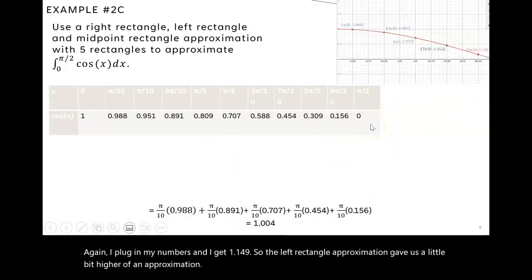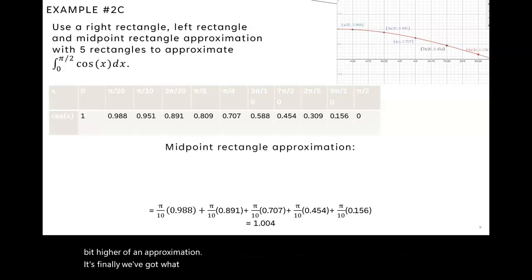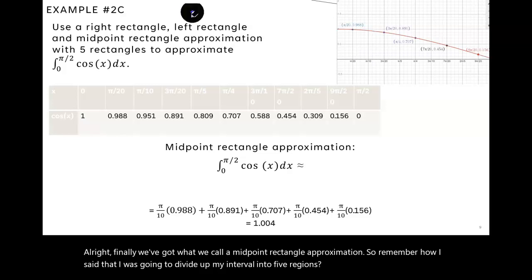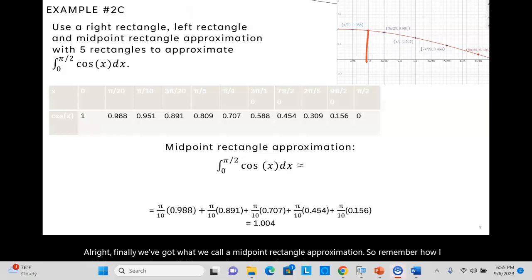All right, finally, we've got what we call a midpoint rectangle approximation. So remember how I said that I was going to divide up my interval into 5 regions? Okay, so instead, I've got my rectangle that goes all the way over to pi over 10, one that goes to pi over 5, 3 pi over 10, and so on. Okay, so just ignore the heights. I'm just trying to show you what my regions are. The midpoint approximation is going to actually give us the height of the rectangle at the middle x value in each of the intervals, right?